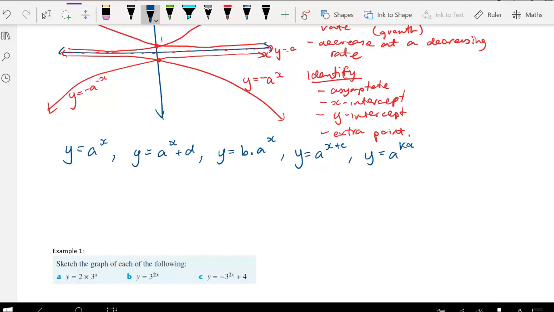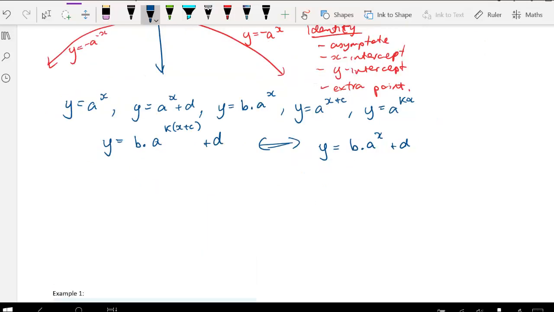If we put this all into one form, and we've got y is equal to b times a to the power of kx plus c plus d, then we've got all those transformations in one. Now, I'm going to suggest that we only ever try to graph in the form y is equal to b times a to the power of x plus d, and I'll show you why.